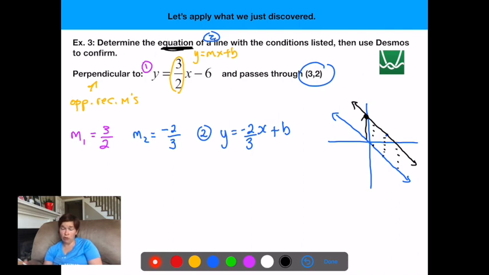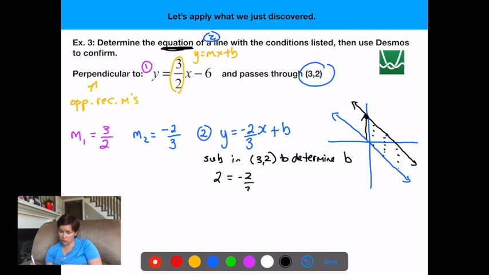All right, so in order to do that, we're going to sub in this point. So sub in 3, 2 to determine b. 2 is my y, so sub that in for y.